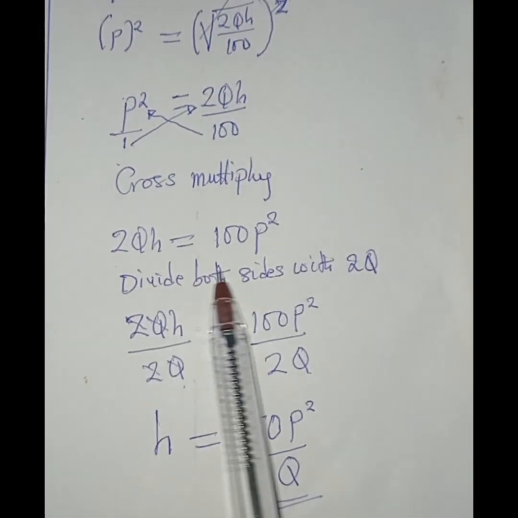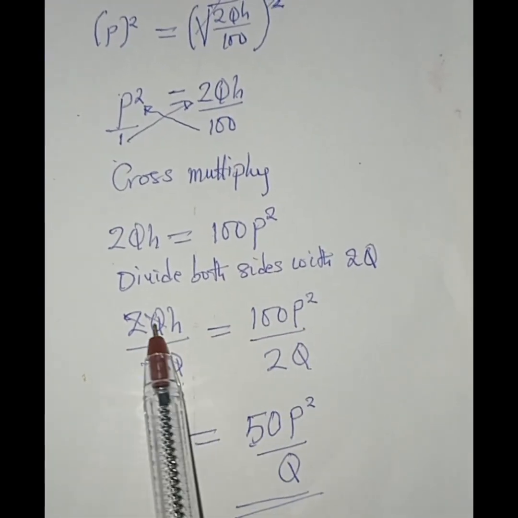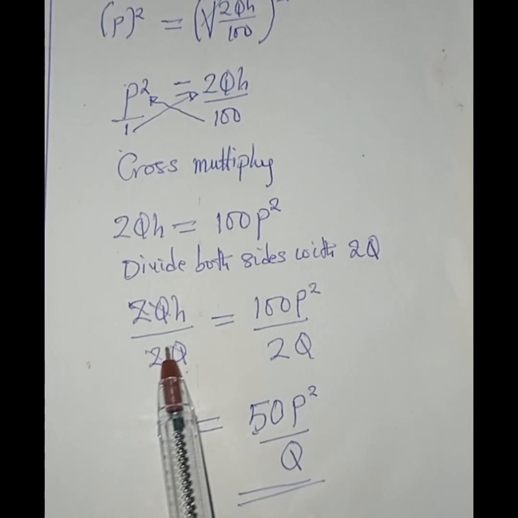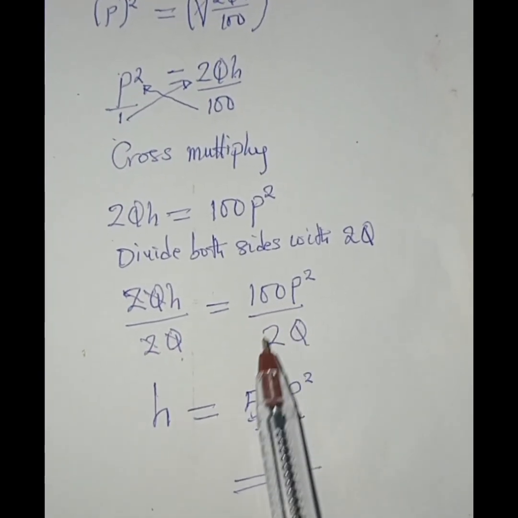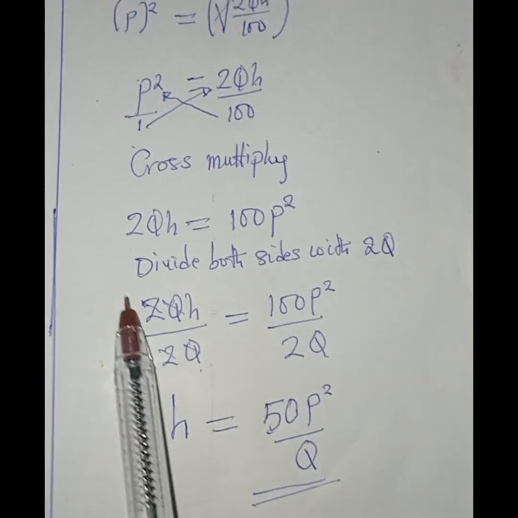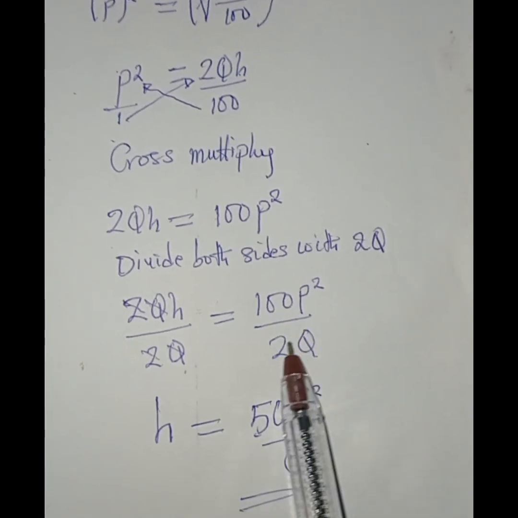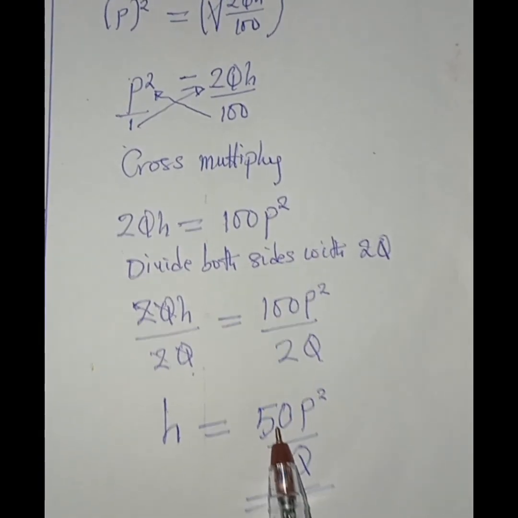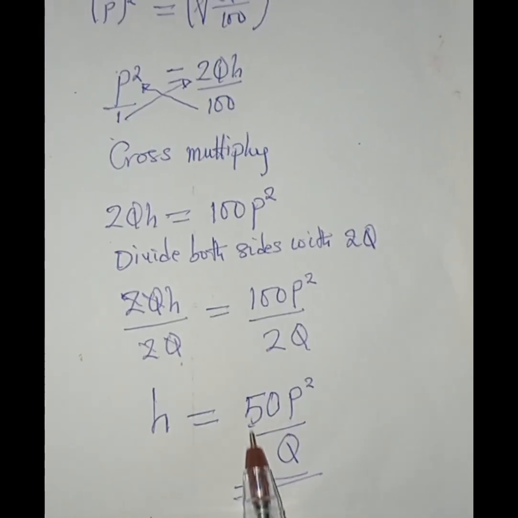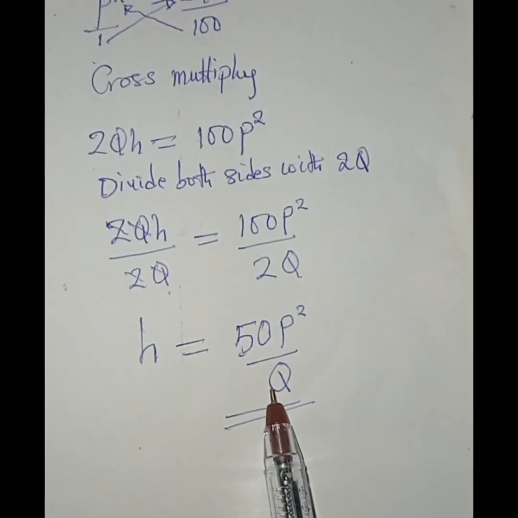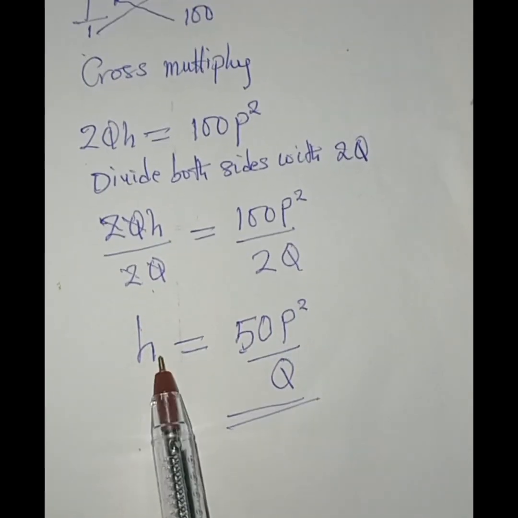So we say divide both sides with 2q. So 2qh all over 2q equals 100p square all over 2q. So 2q will cancel 2q. H will stand alone. So 2 will go into 100 to make it 50. So the final answer is 50p square all over q. So this is our final answer. As you can see, h is standing alone.